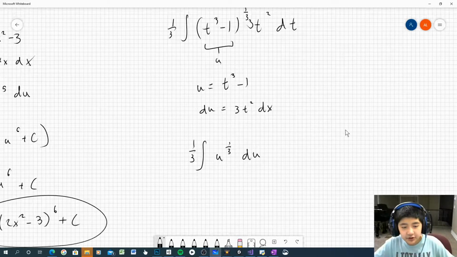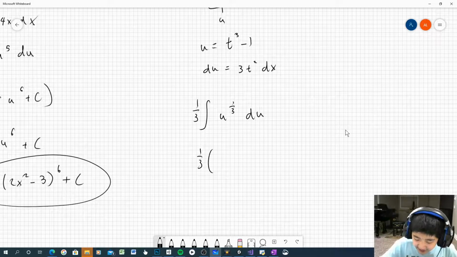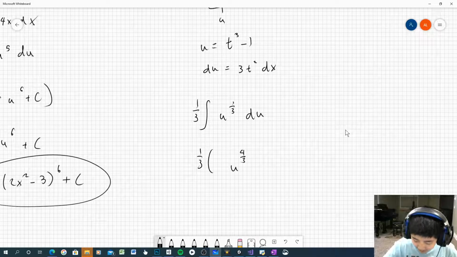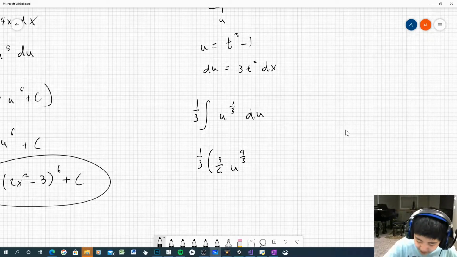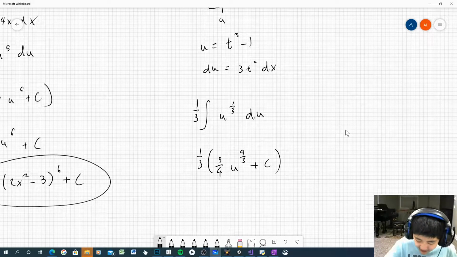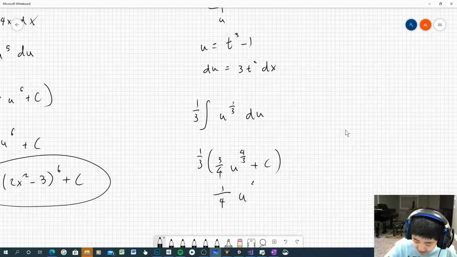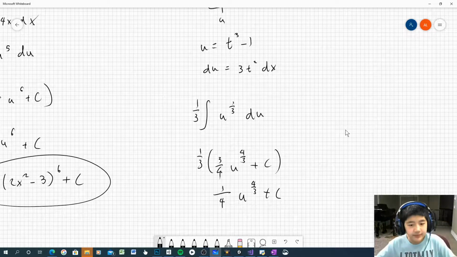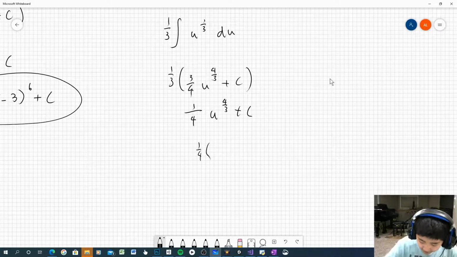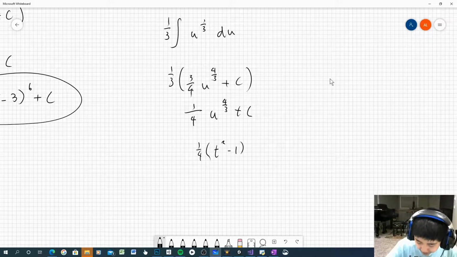We take the integral, sorry. u, what's 1 over 3 plus 1? It's 4 over 3. And dividing by 4 over 3 is multiplying by 3 over 4. Plus c. We do the multiplication, 3 over 12, which is equal to 1 over 4, u to the power of 4 over 3 plus c, and replace u with t to the power of 3 minus 1. And there's our answer.